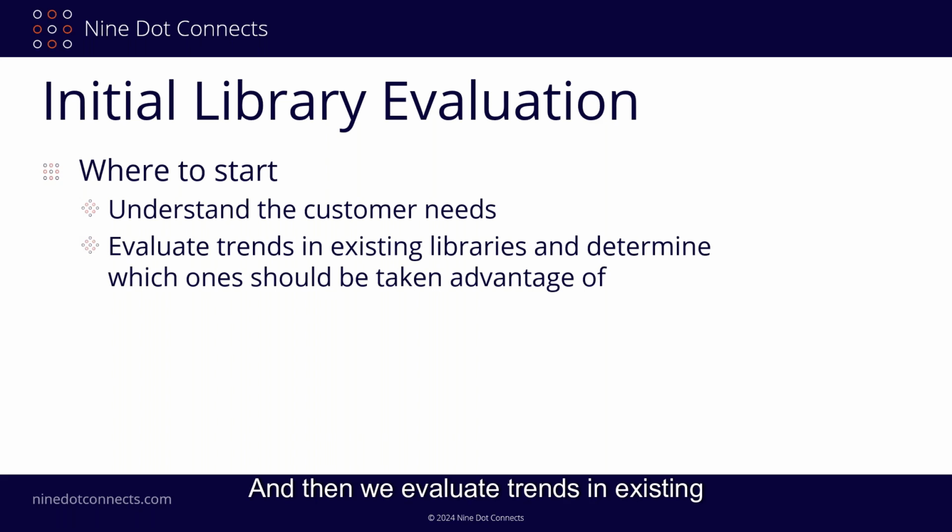And then we evaluate trends in existing libraries and determine which ones to take advantage of. If we see certain trends that are good trends, we usually recommend, hey, let's keep this trend going. A good example is, let's say 90% of the parts have the 3D body on mechanical area 13. Well, we might as well leave it on mechanical 13 and just change the 10% that aren't there, right?